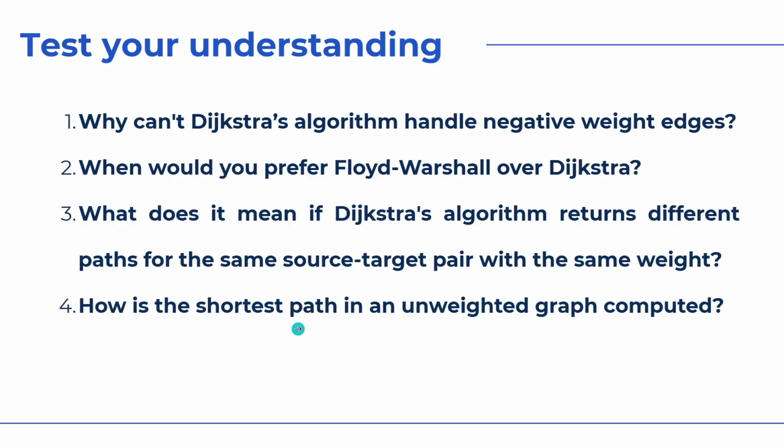And then, how is the shortest path in an unweighted graph computed? As I said before, when it comes to an unweighted graph, instead of going for Dijkstra's algorithm, it is better that we use breadth first search, which we learnt with graph traversals. That is good for finding the shortest path in an unweighted graph. Hope you have understood the concepts of the shortest path problem and how we can come up with a solution for the single source shortest path problem, possibly with Dijkstra's algorithm.